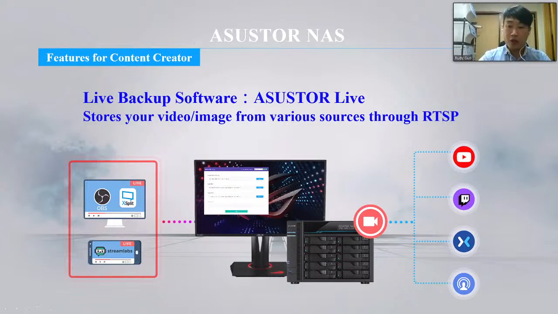With Asustor Live, right over here, one can stream to different streaming platforms at the same time using either your computer or mobile phone. And after finishing streaming, you can store the result of your live streaming on your NAS directly. So you can see over here, you can stream to YouTube, Mixer, Twitch, etc. As long as the platform supports the RTMP protocol, the real-time messaging protocol, you can do live streaming on different platforms at the same time.